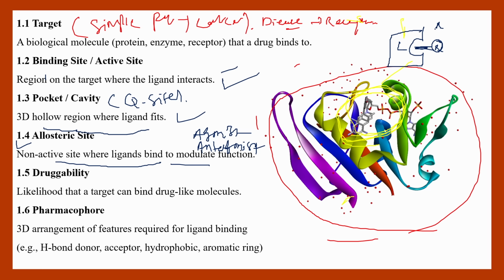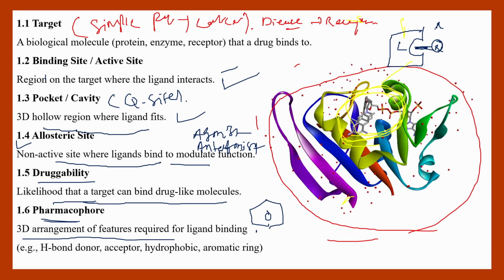Then we have the next point, druggability. Druggability means the likelihood that a target can bind a drug molecule. We will discuss druggability in brief later. And the pharmacophore is the 3D arrangement required for ligand binding. If you can see here, let me draw a structure of benzene containing a CH3. This is called toluene. This is a 2D structure of toluene.